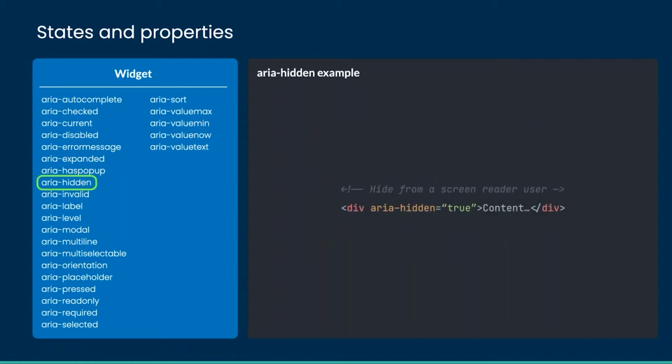Another example here, we've got ARIA hidden, which hides content but only from a screen reader or assistive technology. So you add that attribute, it's a boolean, so give it true. That doesn't hide it from the browser, so that's still visible unless you do something extra in CSS to hide it.